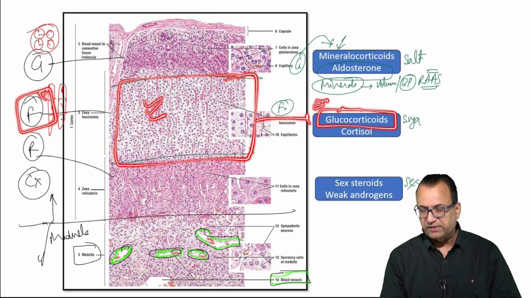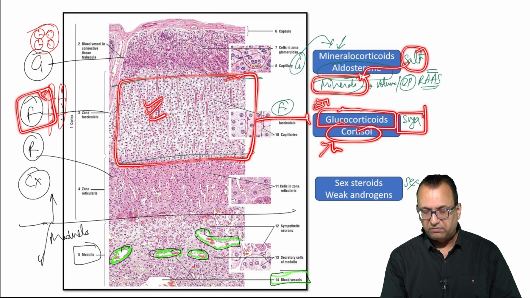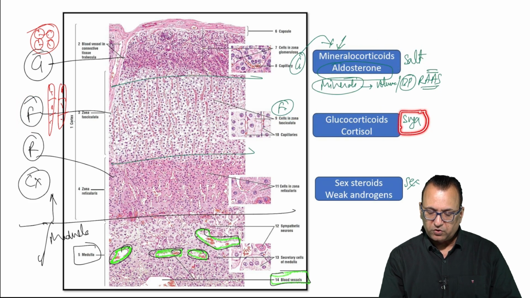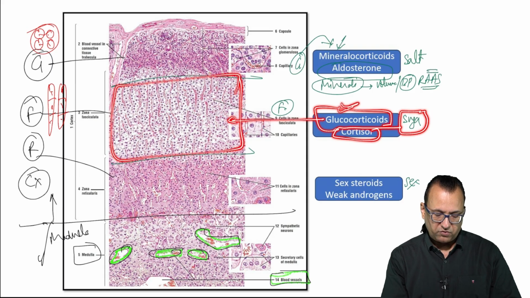Like in chronic stress, cortisol is released, chronic inflammation, glucose metabolism, that is why sugar. So there it was salt, sodium conservation by mineralocorticoid. Here it is sugar, so sugar or glucose metabolism by glucocorticoids from the zona fasciculata.